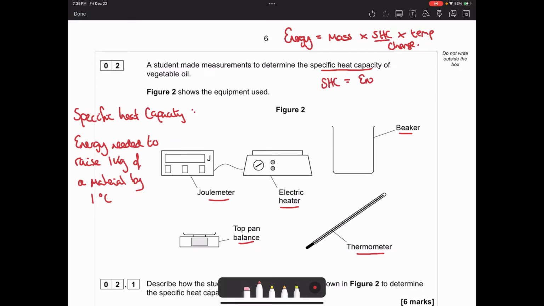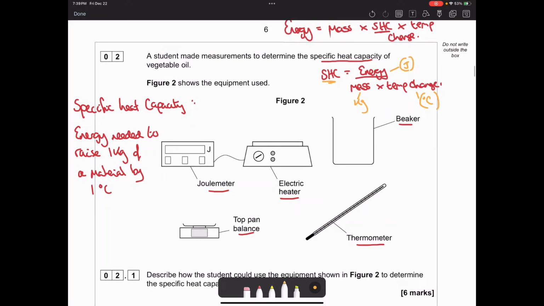So specific heat capacity equals energy over mass times temperature change. So basically we need to find out how much energy is used in joules, the mass in kilograms and the temperature in degrees Celsius to then work out the specific heat capacity of the oil. And you've got the equipment here that you need to use.